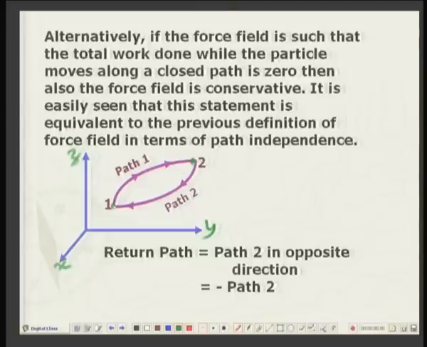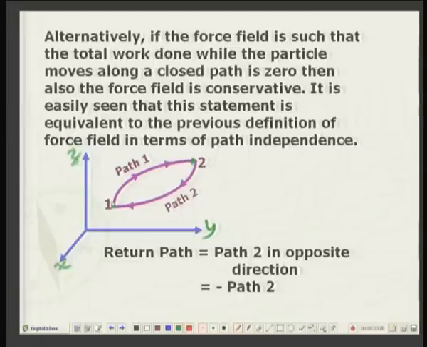Suppose I go from 1 to 2 by path 1 and then come back by path 2, that is I return to my initial starting point. So, the total path is a closed loop. If I find that the total work done in a closed path is 0, then also the force field is a conservative force field. It is very easy to see, since we have already given the definition that in a conservative force field path does not matter.